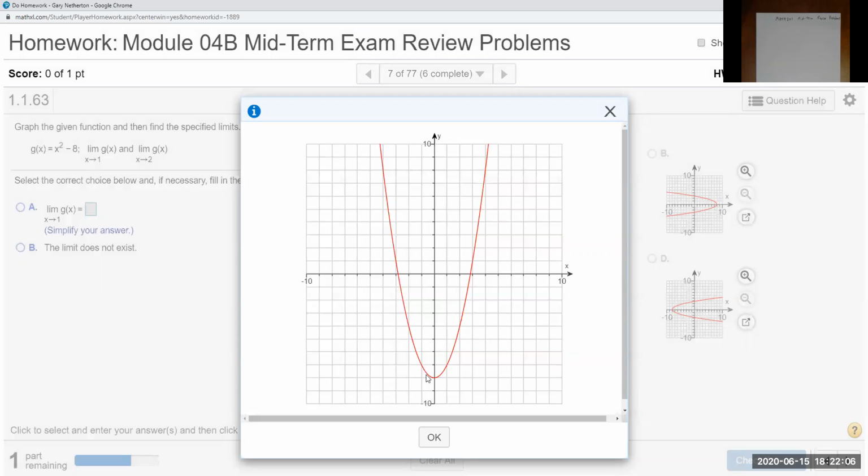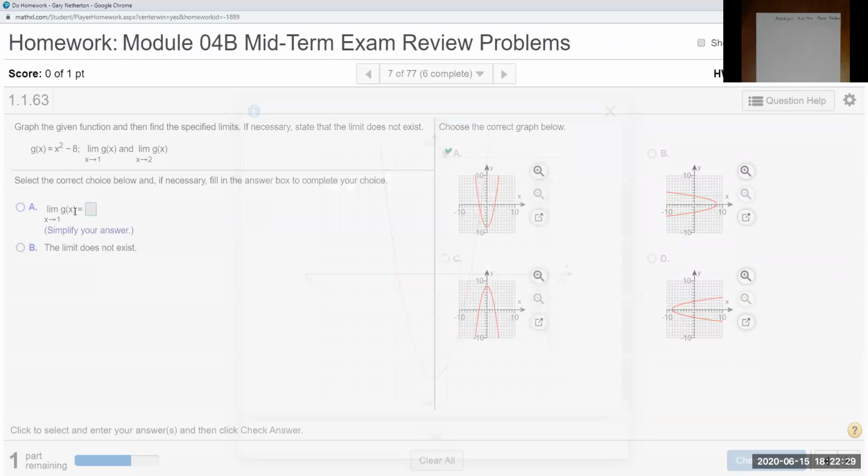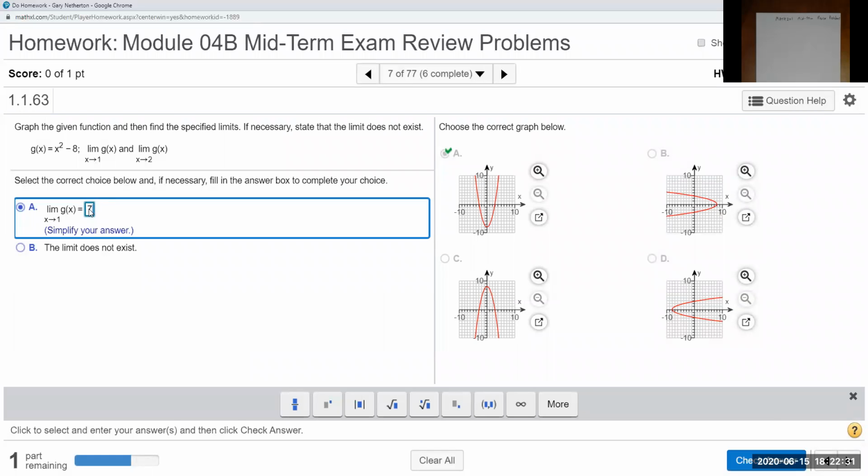So as x approaches 1 from the left, it looks like it's right here, which looks like it's 7. And now as x approaches 1 from the right, it's also approaching a value of 7. From the left and the right, I'm approaching the same value of 7. So that means that this limit should be 7.